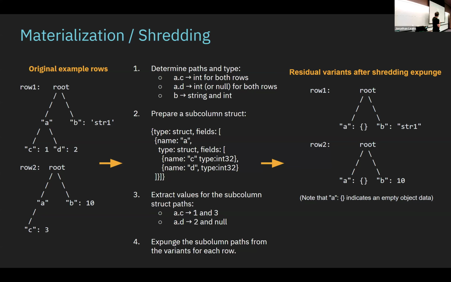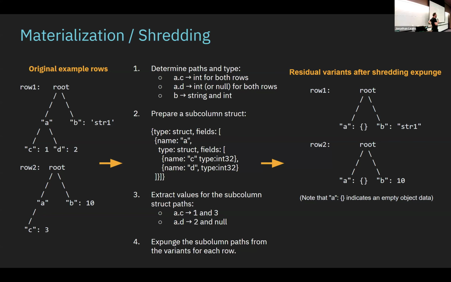As you're doing that, you remove or expunge those subcolumn paths from the variants for each row. What you end up with is the variant data, because you're still going to store the residual pieces that didn't get shredded out. So you've got this root, A is empty, because the system would know that A.C and A.D were pulled out into separate columns. If someone asked for A.E, they'd go back here and see that it's empty, so it'd know there was no A.E. And B, since B switched types, you would choose to just leave it in there and you'd have to go there to pull out A.B.